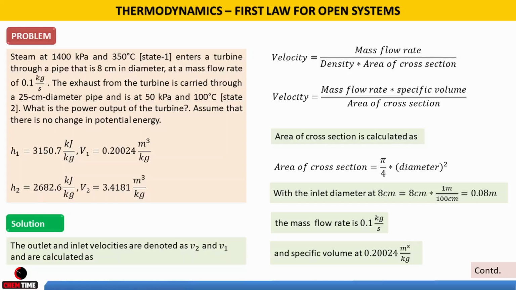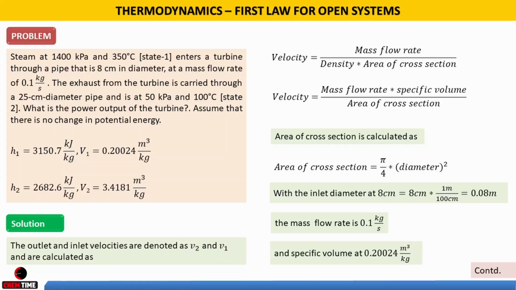The data that is given is at state 1, the specific enthalpy of steam is 3150.7 kilojoules per kg. The specific volume is 0.20024 meter cube per kg. At state 2, the specific enthalpy is 2682.6 kilojoules per kg and specific volume is 3.4181 meter cube per kg.